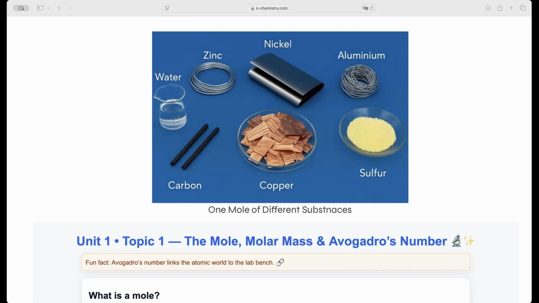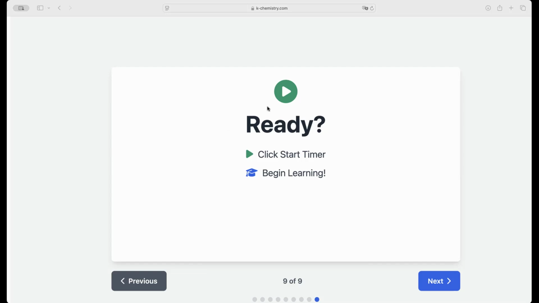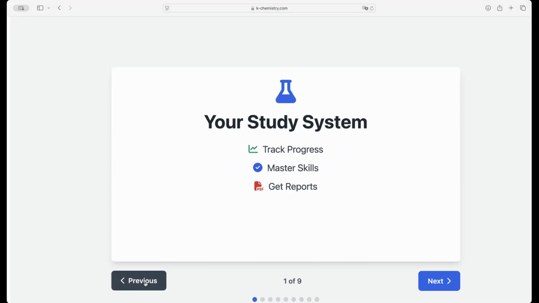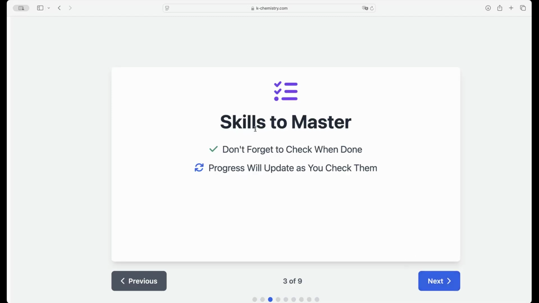Are you still studying in the same old way? Check out our new system. Just click the start timer. Your study system tracks the progress. You can know which skills you mastered, and you can get a report. Each lesson is 45 minutes, and the time counts down. You can track how much time you studied, and you will check each skill you have mastered. The progress will update as you check them.